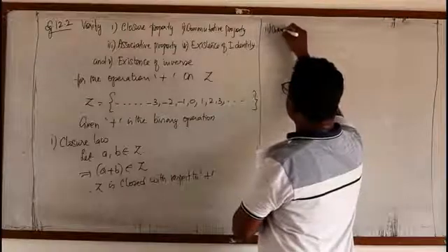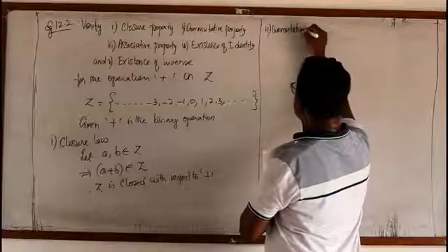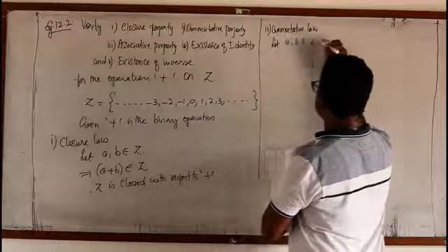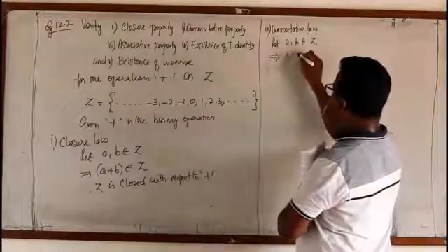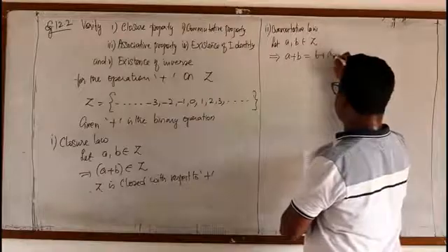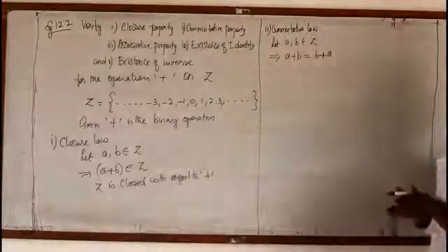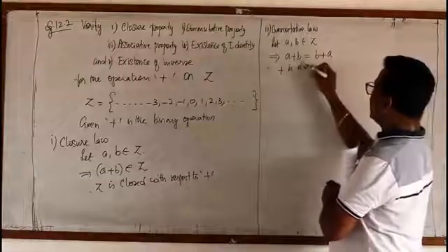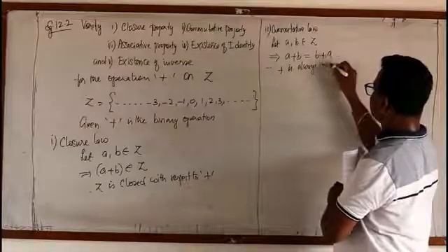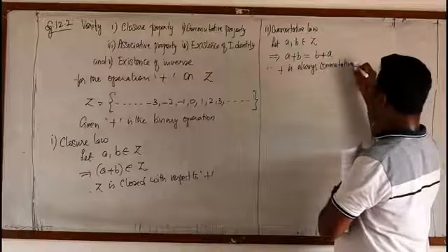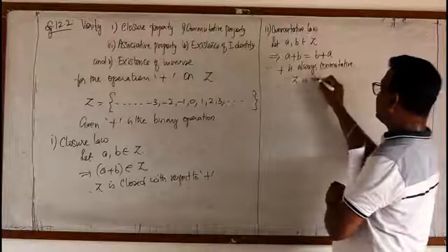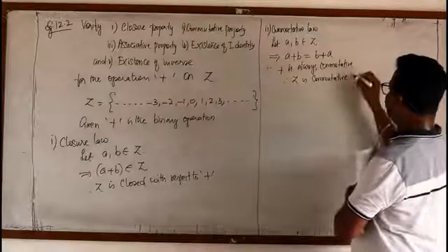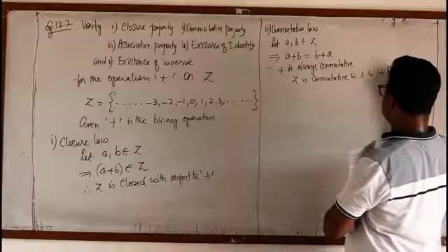Second one, commutative law. Let A, B belongs to Z. We know A plus B is always B plus A because addition is always commutative. So since plus is always commutative, therefore Z is commutative. The set Z is obeying commutative law. Z is commutative with respect to addition.